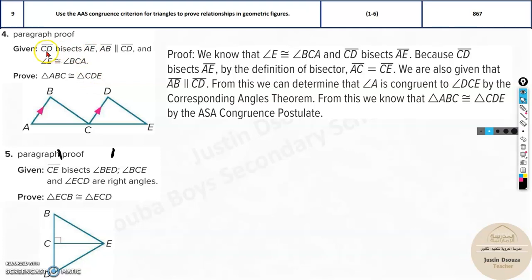Over here, they have already mentioned CD bisects AE. So this line is bisecting AE. That means AC and CE are equal. So this is equal. Then find the remaining angle. They have told angle E is equal to angle BCA. Then we have parallel lines, and we can easily find these two are congruent because of corresponding angles. That's it. You need to see what is given and then see what can be solved, so that you can easily prove them congruent.